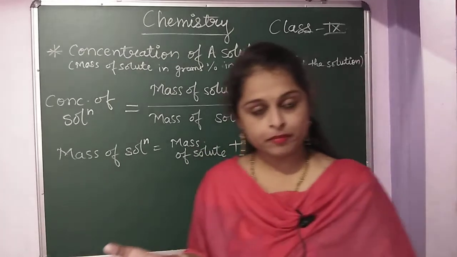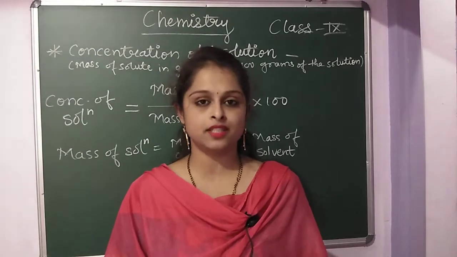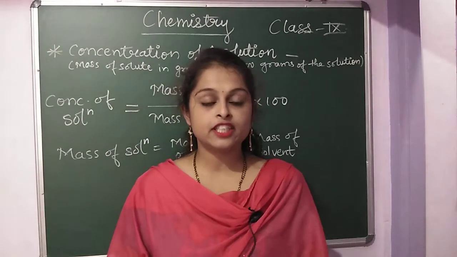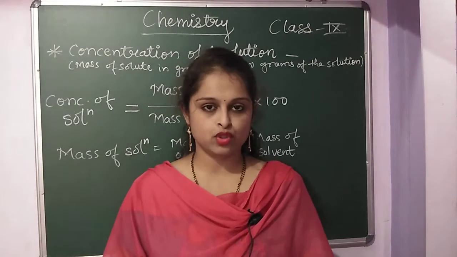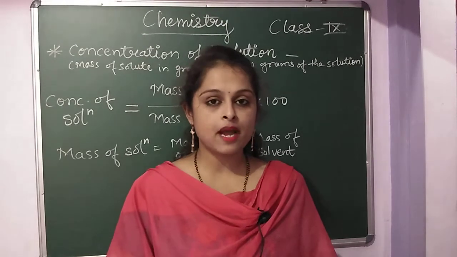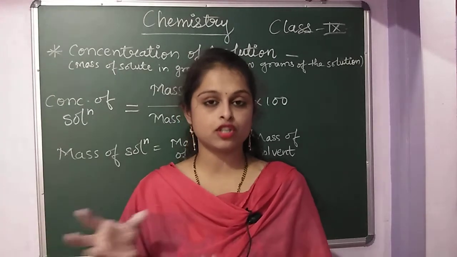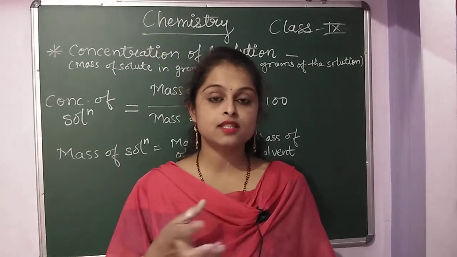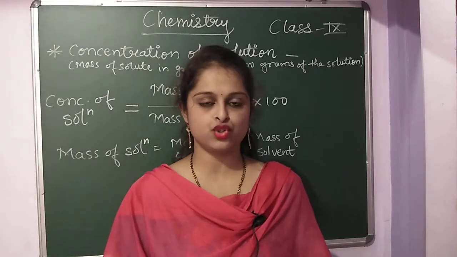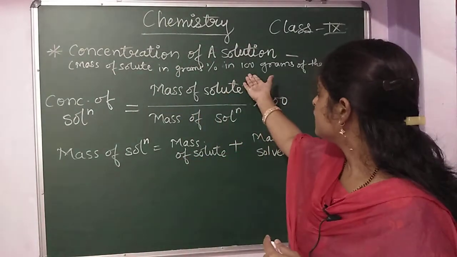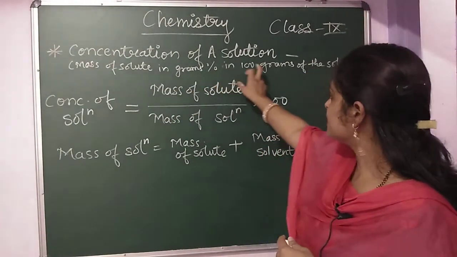Now see, there are different methods to find out the concentration of a solution. Among them, one we are going to study is the percentage method. When we are finding the solution percent, it is called the percentage of a solute, but it should be determined by mass or by volume. When we find the concentration of any solution, that is the percentage of that solute, how much solute there is in 100 grams of the solution. Is it clear? Mass of the solute in grams per 100 grams of the solution.